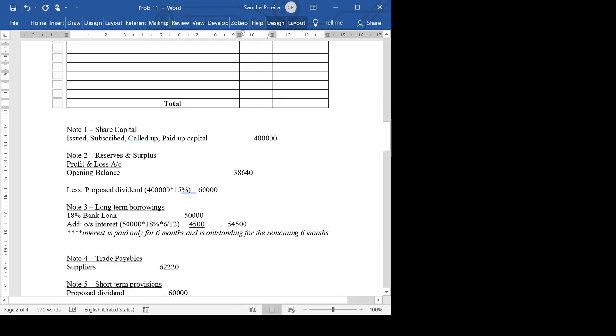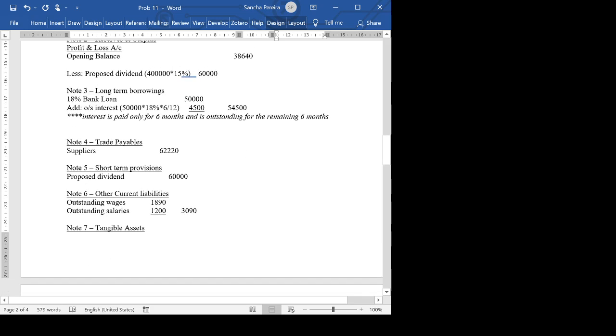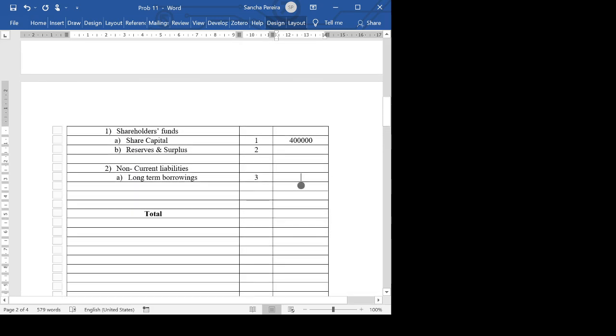Then we have long-term borrowings. This will come under non-current liabilities. Under that we have long-term borrowings, which is note number 3. The amount is 54,500. That's it.